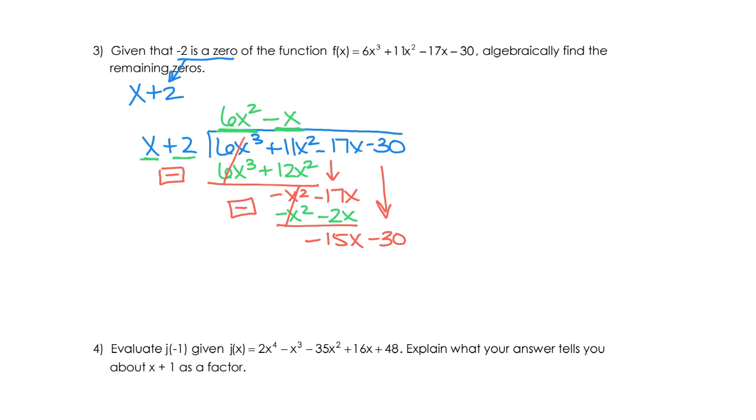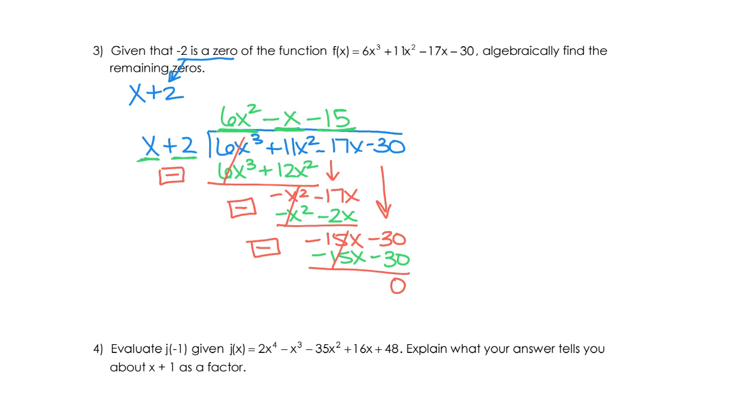Up at the top, we're going to need a negative 15, so that the negative 15 times the x is negative 15x, and the negative 15 times the 2 is the negative 30. We're going to subtract, and negative 15x minus a negative 15x cancel. And negative 30 minus a negative 30 also cancel, but there's nothing left to bring down. And so I'm going to put a 0 there so I can see that that's my remainder.